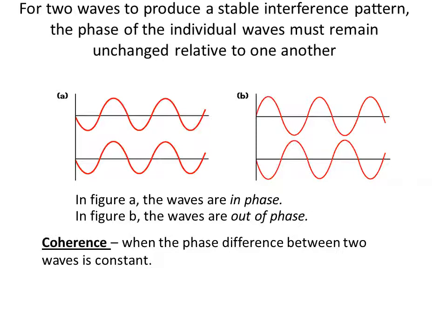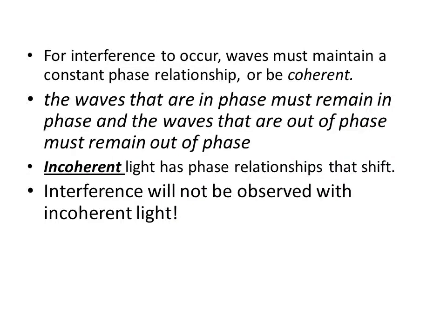Coherence is when the phase difference between the two waves is constant. In other words, for this example, the waves would always stay in phase, or the waves would always stay out of phase. And in order to get a stable interference pattern, this must remain true. In order for interference to occur, waves must maintain a constant phase relationship, or in other words, must be coherent, so that waves that are in phase must stay in phase, or if the waves are out of phase, they have to stay out of phase.